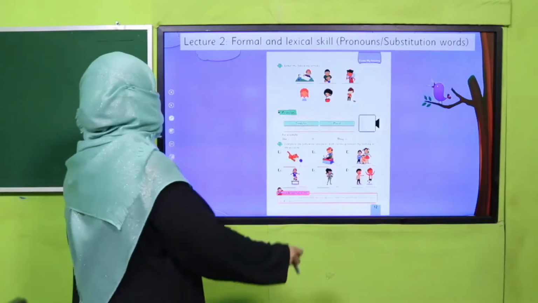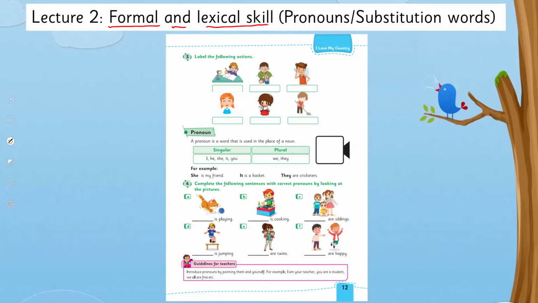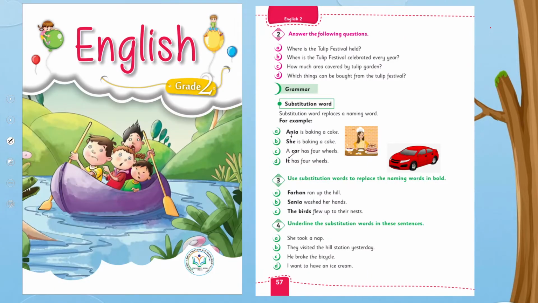Yes, my dear students. So under the title of Formal and Lexical Skill, we are going to learn about pronouns, which are basically substitution words. And we'll cover the SLO. And before that, let me tell you, in English for grade 2, we have already learnt about substitution words. Do you remember? I hope yes.